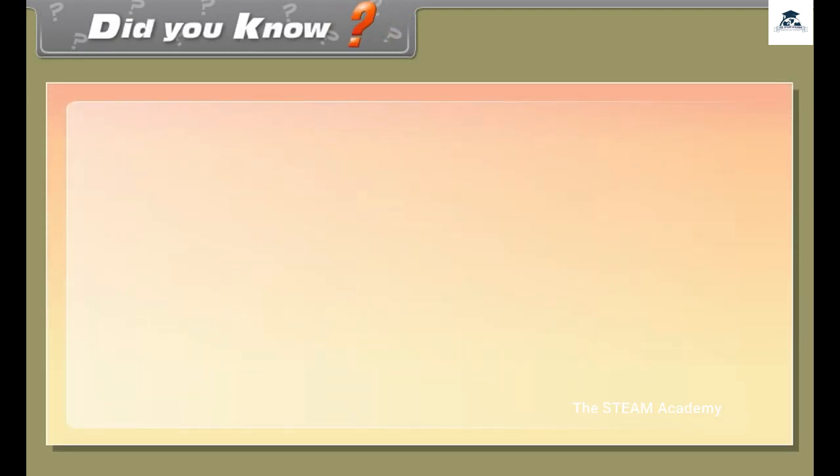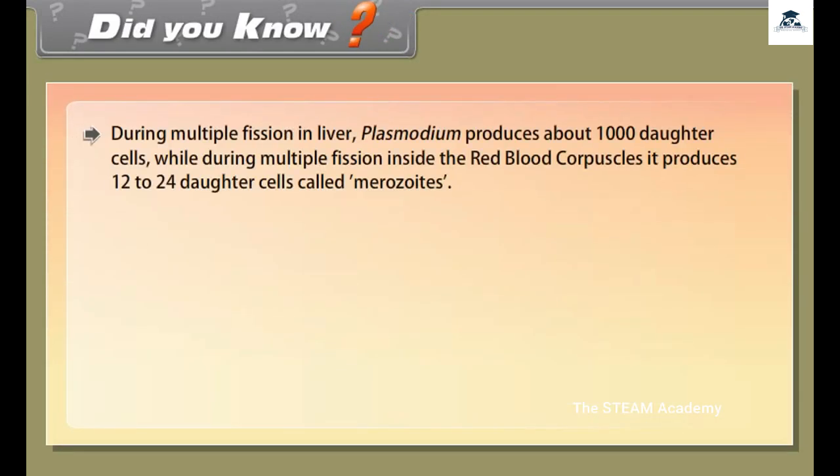Did you know, during multiple fission in the liver, Plasmodium produces about 1000 daughter cells, while during multiple fission inside the red blood corpuscles, it produces 12 to 24 daughter cells called merozoites.